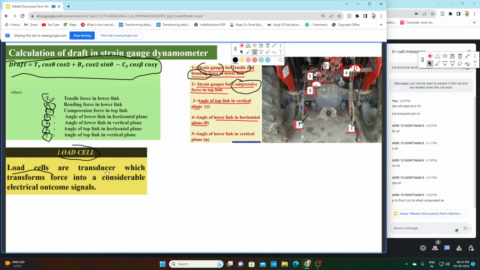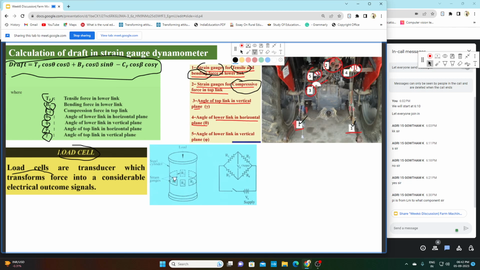These are transducers. What are transducers? Transducers transform forces into considerable electrical output signals. And this is the diagram of the load cell. How is the load cell made? The load cell is made by different strain gauges.